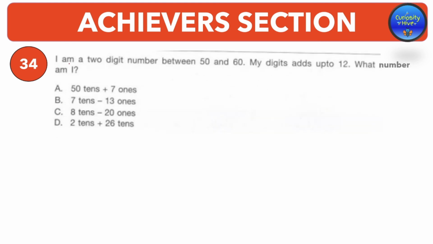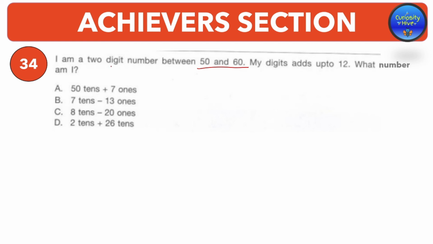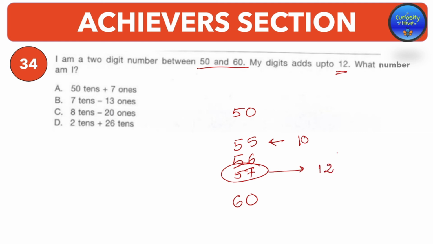Next question. I am a 2-digit number between 50 and 60. My digits add up to 12. What number am I? I hope you get this answer right. Well, I'm sure you will know what number it is that adds up to 12. Now, whenever you're counting from 50 to 60, you know that after 55, because 5 plus 5 is 10, then you should look at the digits for the count to be 12. Now, 5 plus 6 is 11, but 5 plus 7, this is the number whose sum will be equal to 12. So my answer is 57.